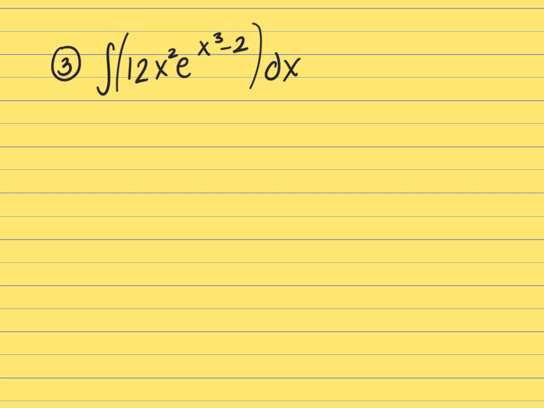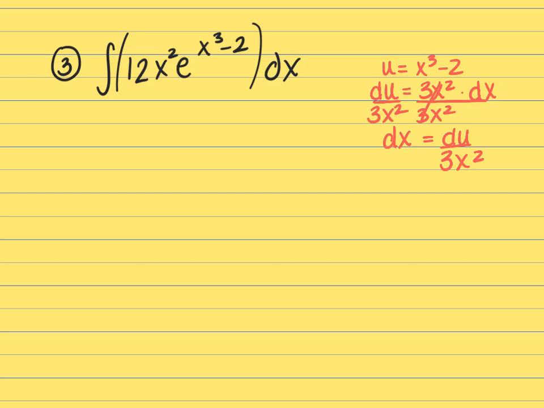Okay, so like we did before, the u is going to be the exponent. So u is x to the third minus 2. Du is my derivative, which is 3x squared dx. Divide both sides by 3x squared. And dx is du over 3x squared.